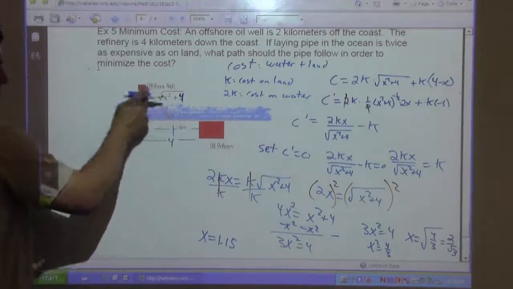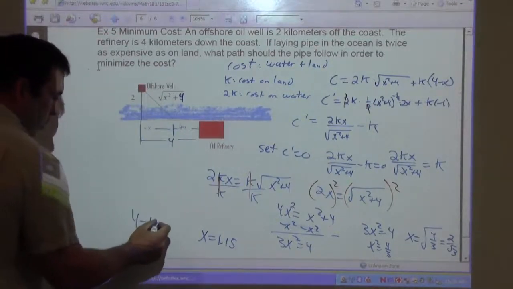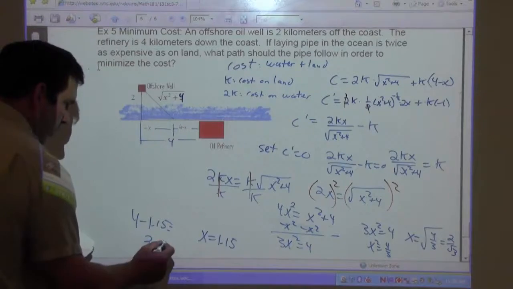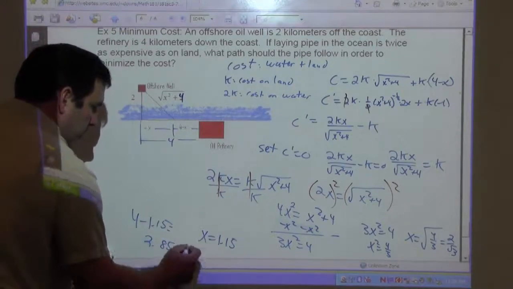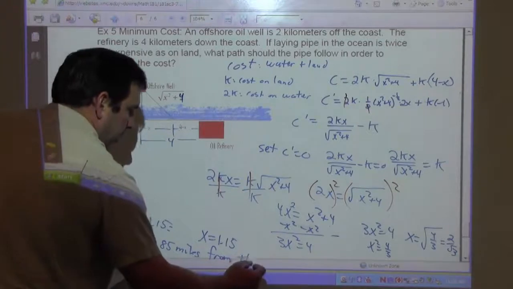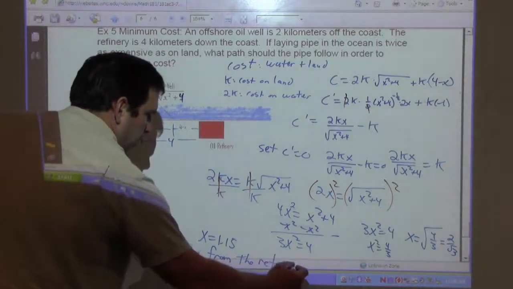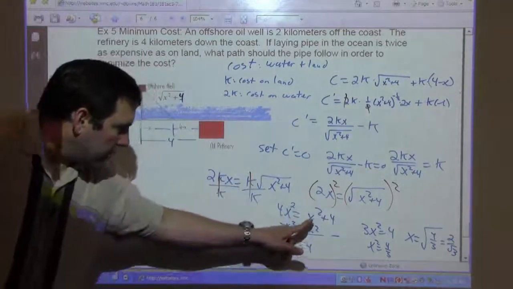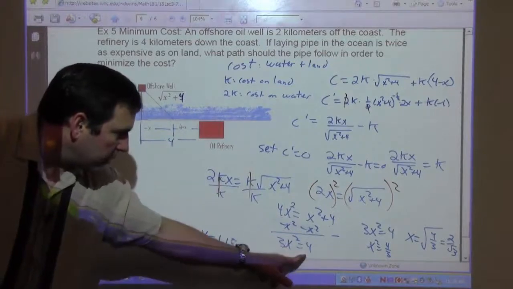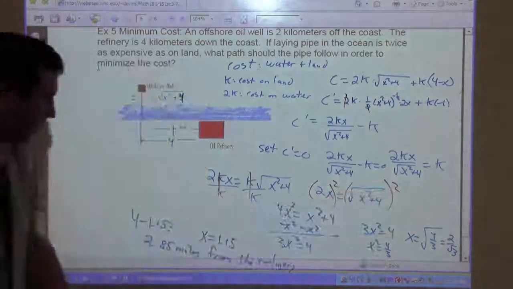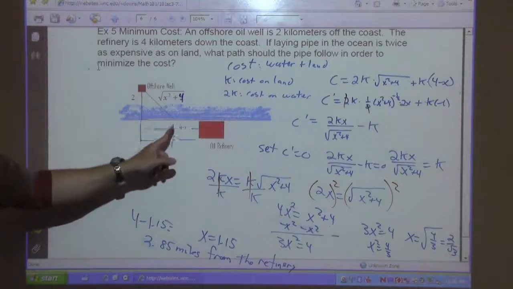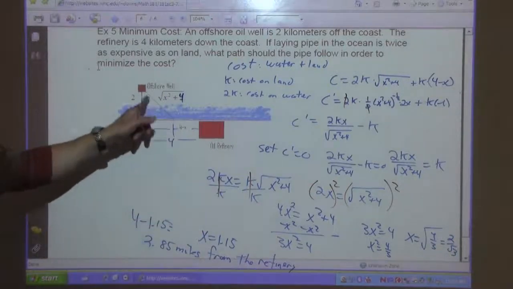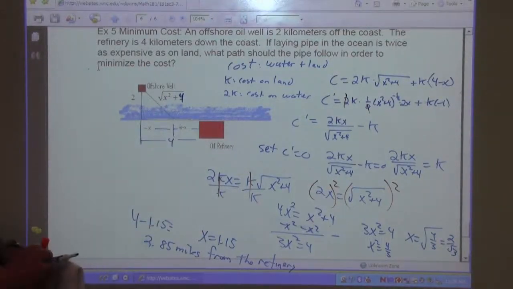So where do we turn to go into the water? 4 minus 1.15 is going to be 2.85 miles from the refinery. So please excuse my algebra mistakes there. Squaring both sides is 4x squared. We subtract this x squared from both sides. 3x squared is 4. From there, it's a pretty easy algebra problem. That's this distance x. So 4 minus 1.15 is 2.85 from the refinery. That's how far. And this isn't miles. This is kilometers.